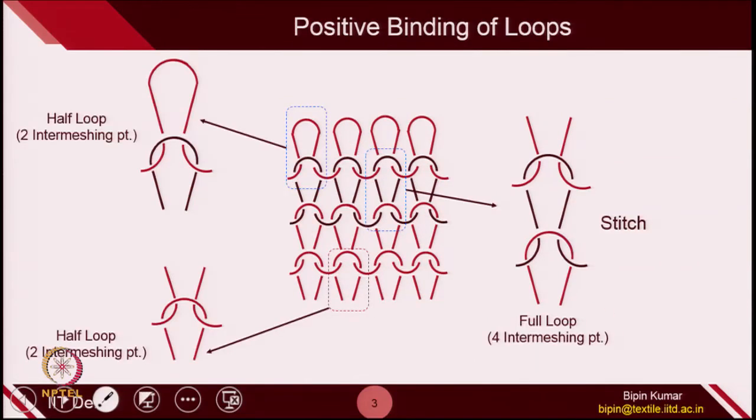We also looked at the different possibilities of intermeshing that can exist in different loops inside a fabric structure. We can have half loops. So, especially on the top loops, we have only 2 intermeshing points. If you look at the bottom loops, again we have 2 intermeshing points, and all other loops have 4 intermeshing points, and we call that a stitch.